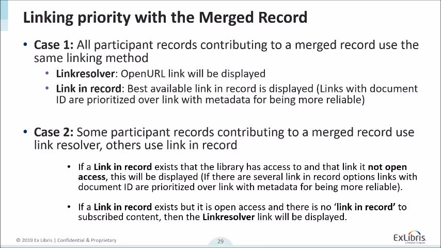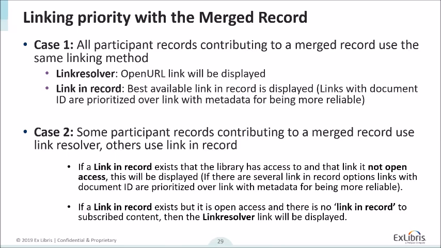So if we have a link in records, then that will be prioritized over an OpenURL. However, we do not take into account if one of them is open access and the other is an OpenURL, the OpenURL one will win. So we prioritize link in records, but we will not prioritize the open access if paid content is available.